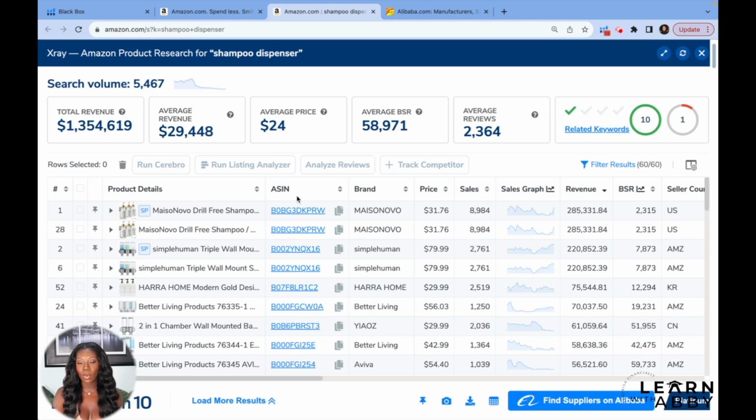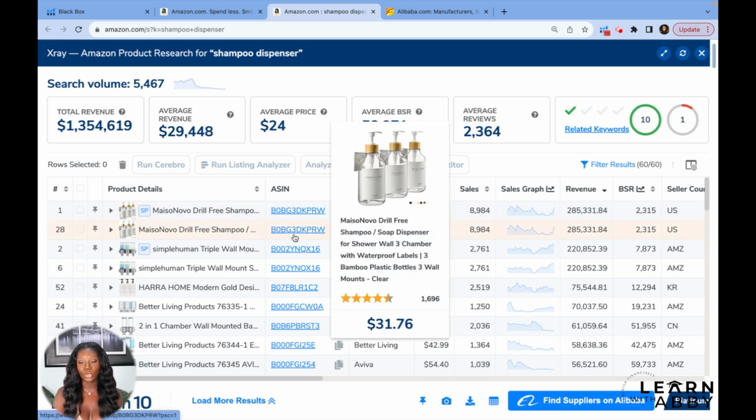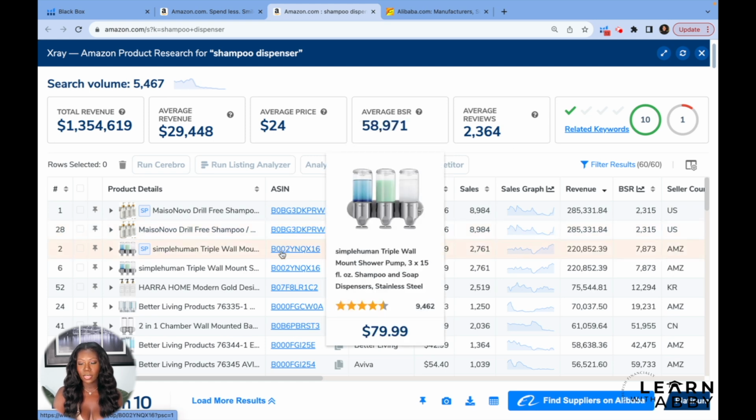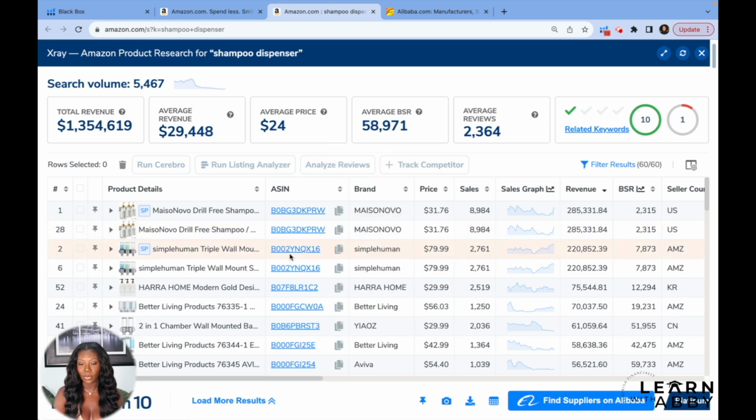So remember how we were looking, and that one had 285,000. That is this listing right here. And then the other one that had 220,000, that was this listing right here. So instead of looking at it as an image, we're more so looking at it in a different way. So whether or not you are a visual learner or you're someone who likes to just look at numbers more, you have different options for viewing the data. So that's another great thing about Helium 10.